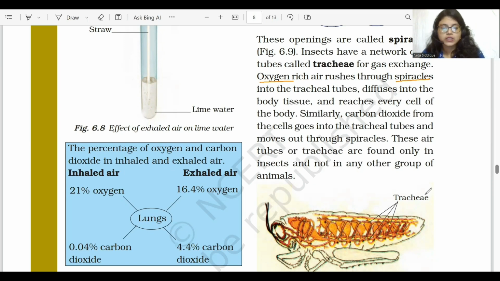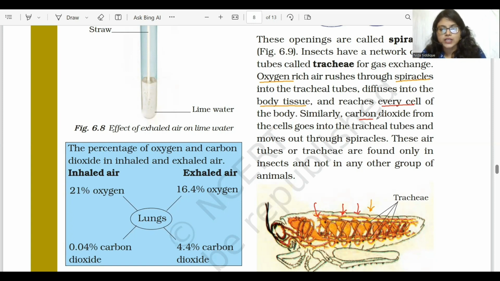And then it will enter into these tracheal tubes and diffuse into the body tissue. Oxygen enters through the openings into the tracheal tubes, and then it diffuses inside the body tissue. The oxygen is provided to the entire body tissue, each and every cell of the body. Similarly, respiration occurs. Food is broken down, and carbon dioxide is given out.